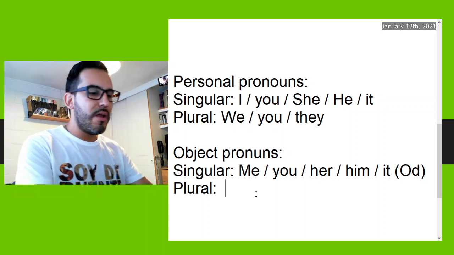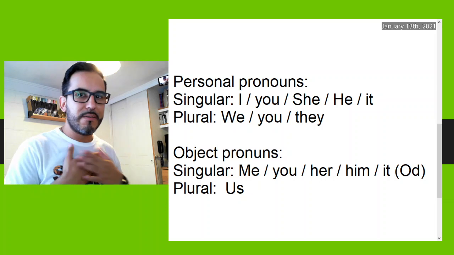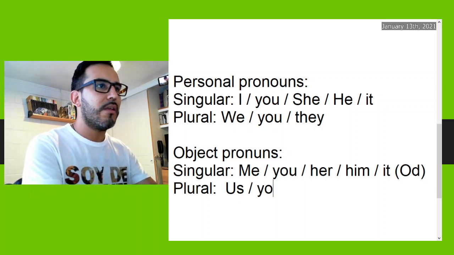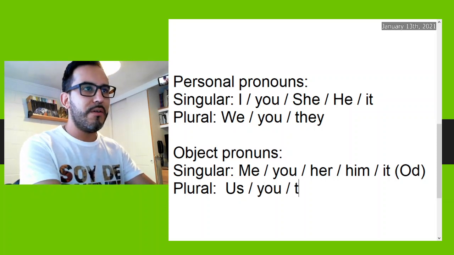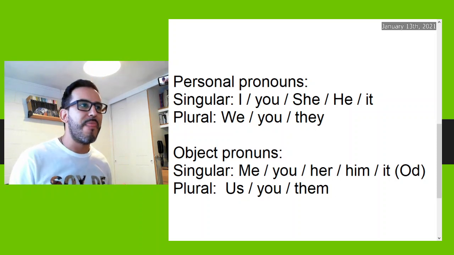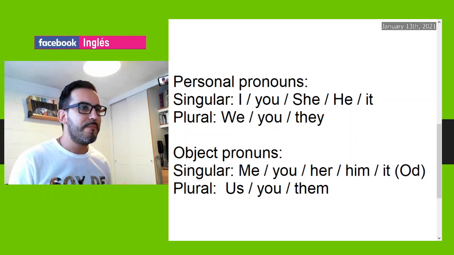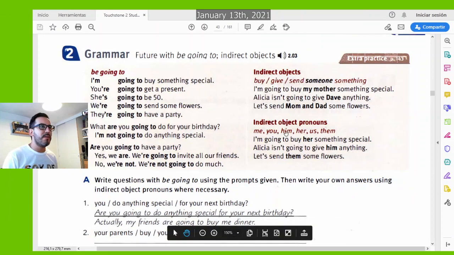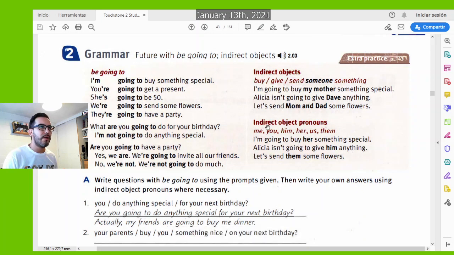Y plurales vamos a encontrar us, ok, us, you, one more time, very good, and them, very good, ok. Entonces aquí en el libro los vamos a ver, me, you, him, her, estos son los singulares, these are singular indirect object pronouns, and us, you, and them are the plural subject pronouns.